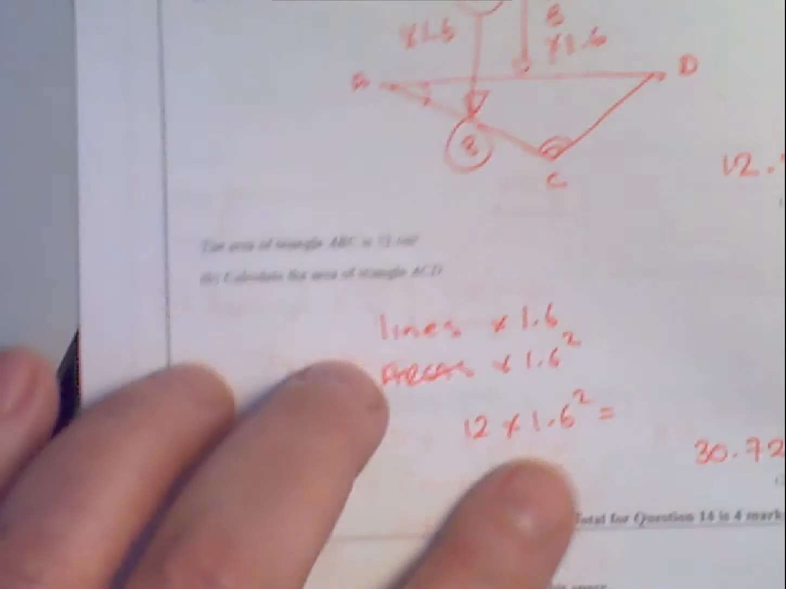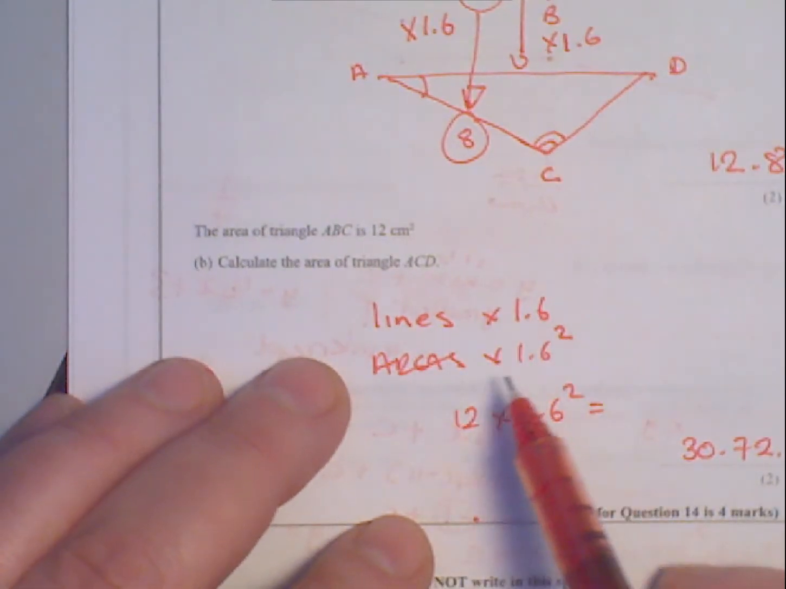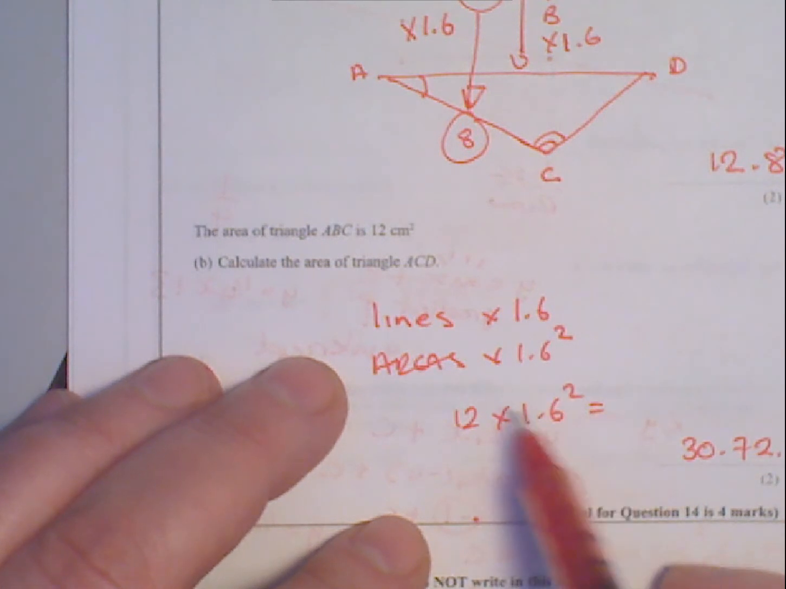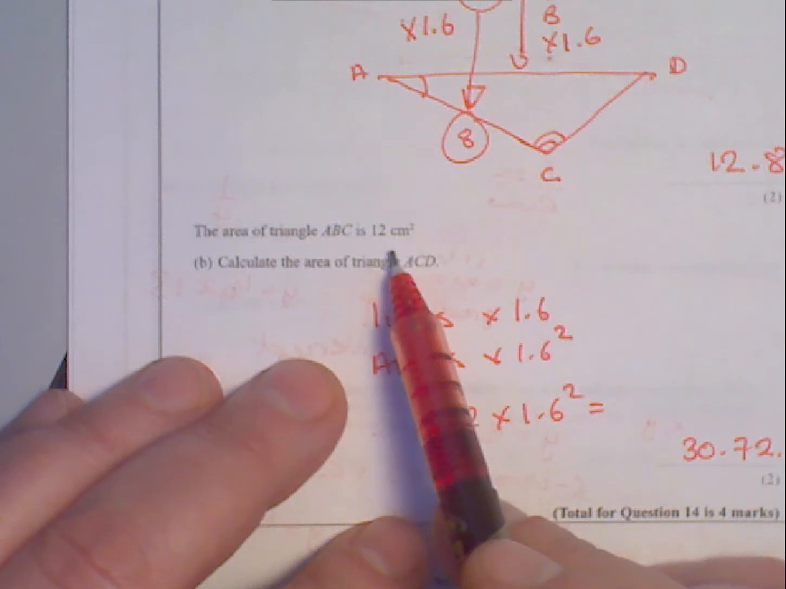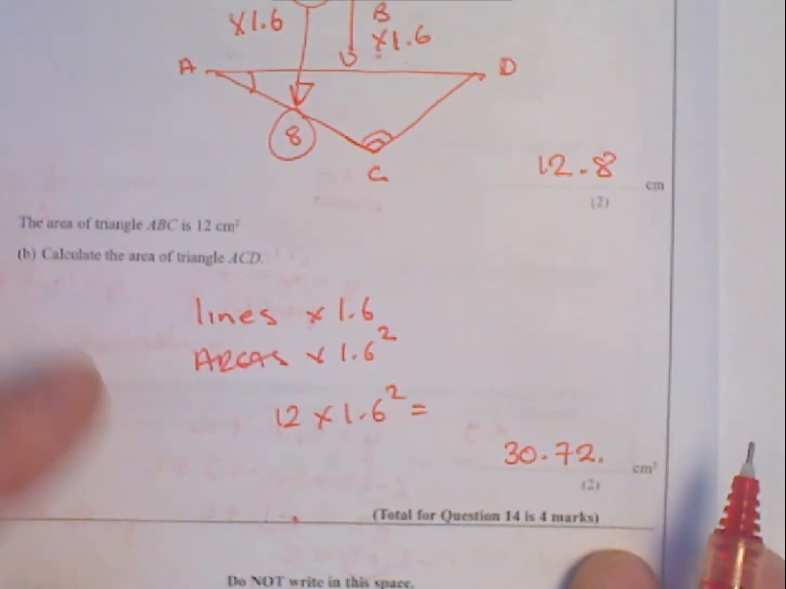This one is testing to see if you know that if the lines are bigger by 1.6, the areas will be bigger by 1.6 squared, and if it had volume, the volumes will be bigger by 1.6 cubed. So all you have to do is the area of the small one times 1.6 squared, giving you 30.72.